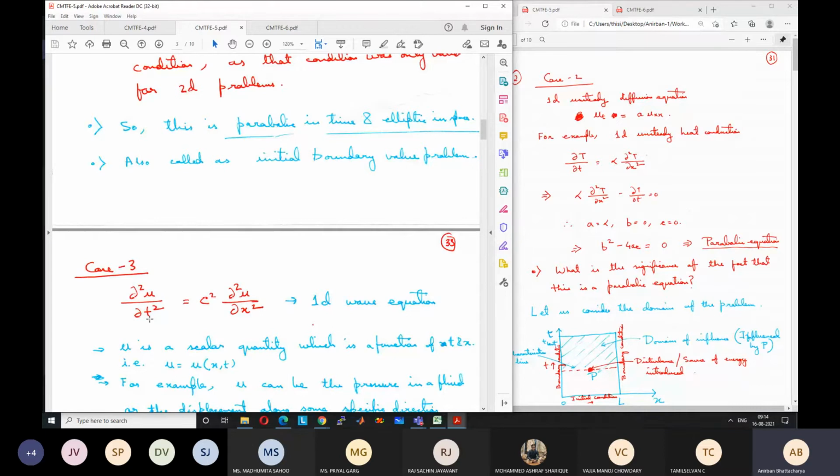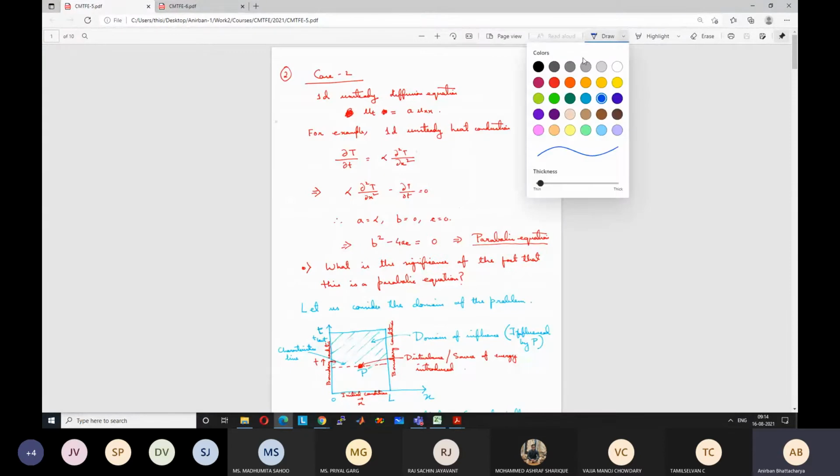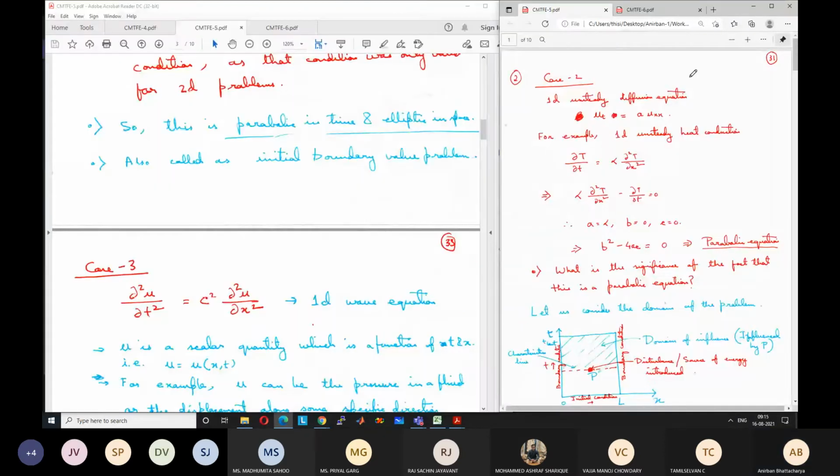For example, although we will not go into non-fluid flow problems, if this is a wave, so u is this distance for any x. Okay, these distances are u. So u is a function of x and t, because it will not only depend on x, it will also depend on time, because the wave is propagating. Okay, what is c?